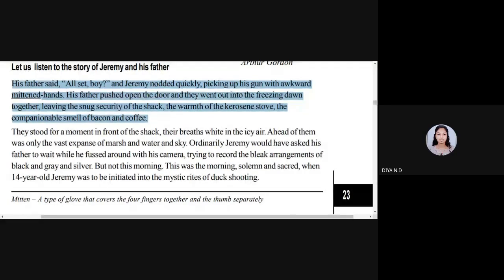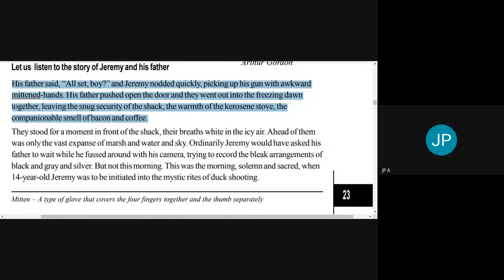They stood for a moment in front of the shack, their breaths white in the icy air. Ahead of them was only the vast expanse of marsh and water and sky. Ordinarily, Jeremy would have asked his father to wait while he fussed around with his camera, trying to record the bleak arrangements of black and grey and silver. But not this morning. This was the morning solemn and sacred when 14-year-old Jeremy was to be initiated into the mystic rites of duck shooting.